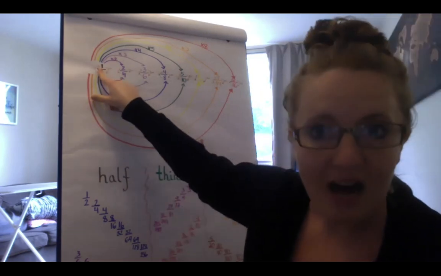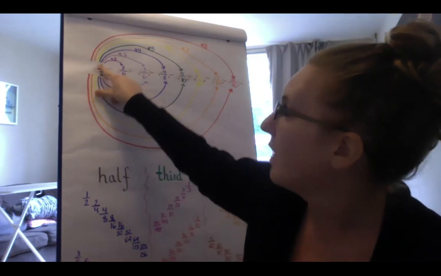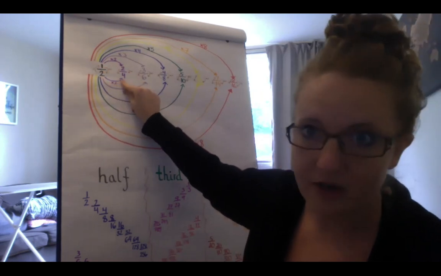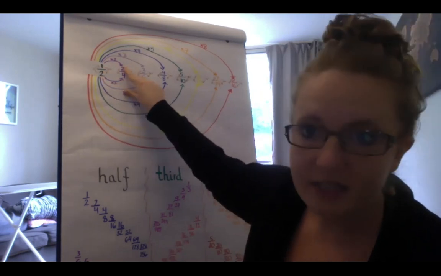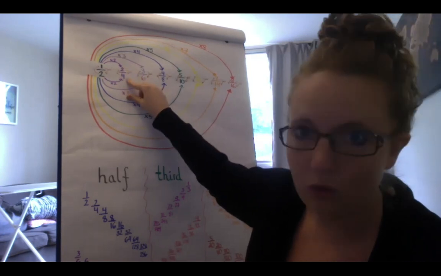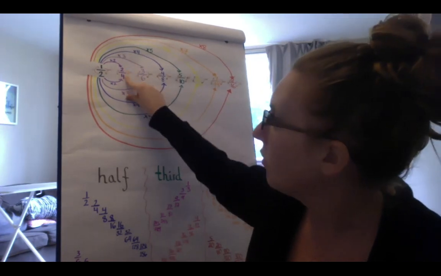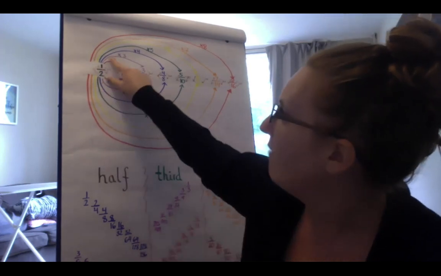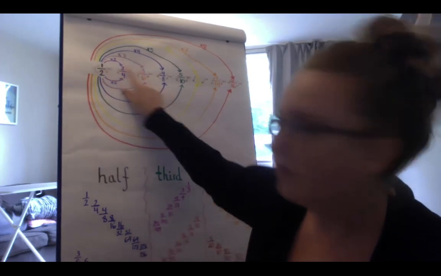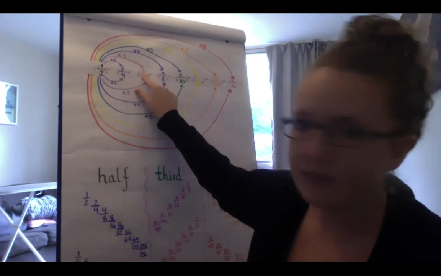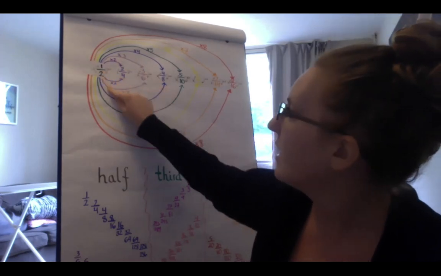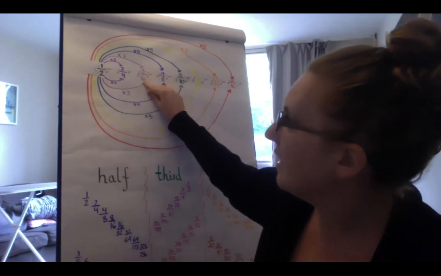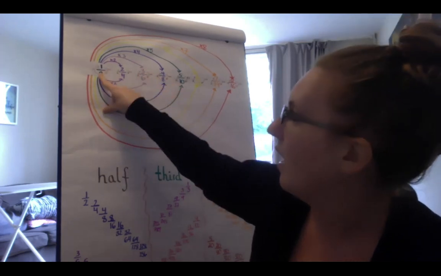So here, I've timesed the numerator by 2, so then I've timesed my denominator also by 2. So I get 2/4. So I know that 2/4 is the same as a half. This time, I multiplied by 3. My numerator by 3, so I get 3. My denominator by 3, I get 6. So I know that 3/6 is equivalent to a half.